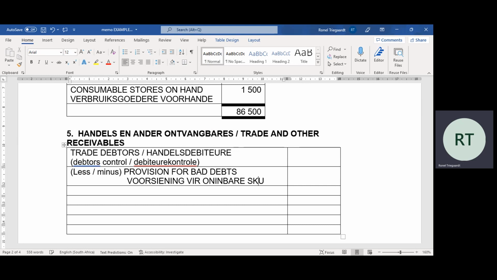Ons gaan soek nou eers hierdie twee bedrae. We look for those amounts. For trade debtors, ek het vir my op bladsy hier iewers gehad. Ek het vroeër vanoggend die bladsy gesien. Did you also see that debtors control, debiteure controle is 36,500, is that right? You just heard that you must minus provision for bad debts. Ons mag mos nie 'n minus in 'n staat skryf nie. A minus amount is indicated by brackets. So die voorsiening vir inbare skulde was gewees, hoeveel was dit? 1,500, okay?